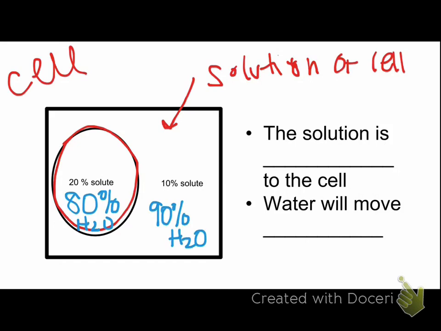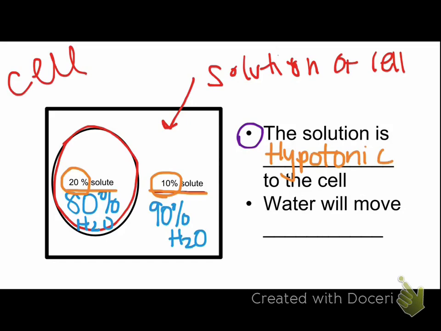Now, the first question we have to answer is this one I just circled in purple. The solution is blank. So is the solution. That's the one that the cell is in. If I was asking for the cell, it would say the cell. The solution is hypertonic, hypotonic, or isotonic. So we're comparing the solute outside to the solute inside. So this solution, the 10%, is less than 20%, which means that this solution is hypotonic. Okay, so that's step one.